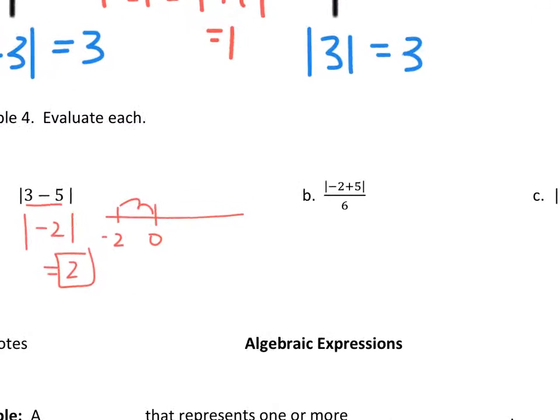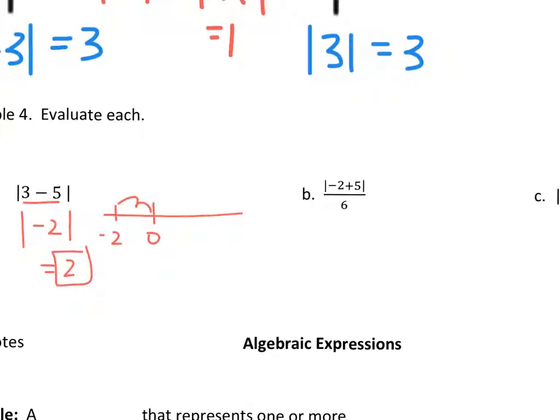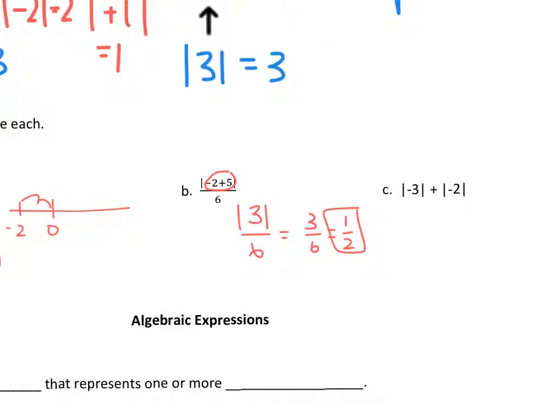Letter B, you want to do what's inside the absolute value first. So -2 plus 5 is 3. The absolute value of 3 is 3. So 3/6 is 1/2. And then letter C, I want to do each of these first. The absolute value of -3 is 3. The absolute value of -2 is 2. So 3 plus 2 is 5.